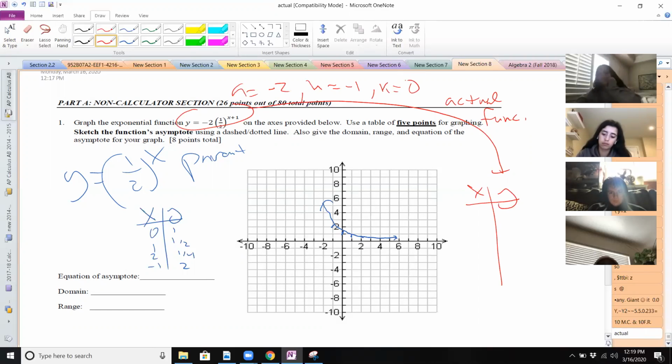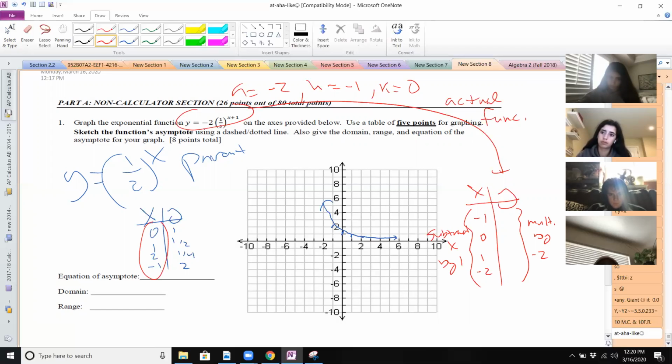There's no k, good. So what this means is I have to multiply by -2, because that's what a impacts, y. And over here, I have to subtract x by 1. If I subtract x by 1, that's easy. Negative 1, 0, 1, negative 2. I simply just subtract 1 from those numbers. And then I'm going to multiply all the y values by negative 2. So I have, of course, negative 2, negative 1, negative half, and negative 4.